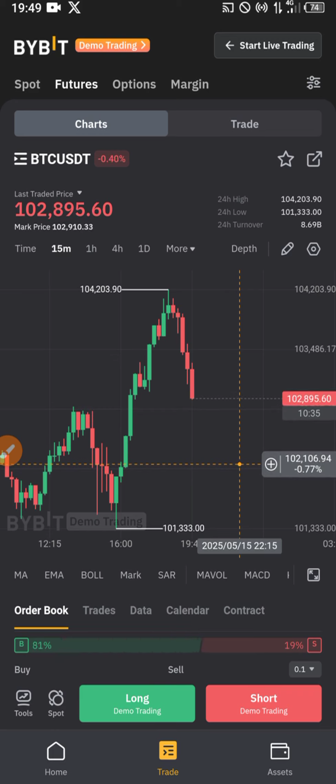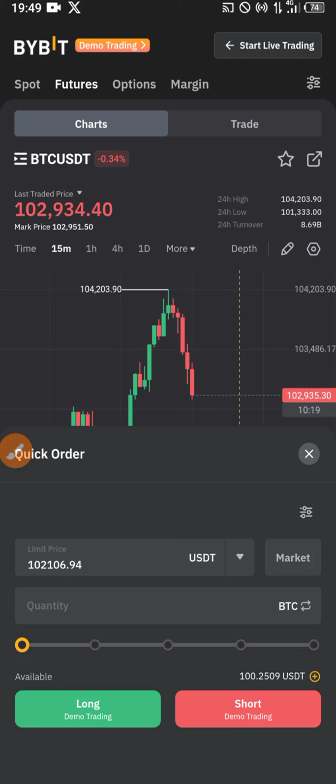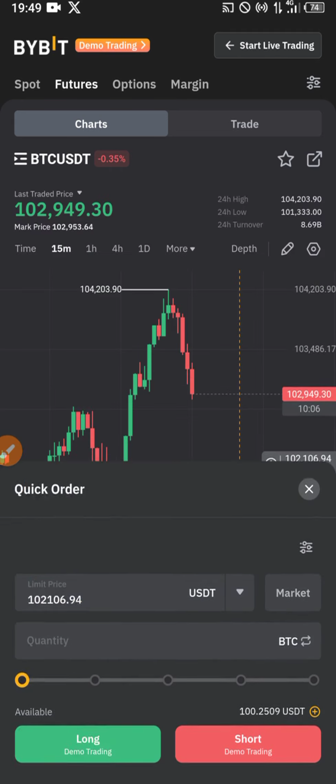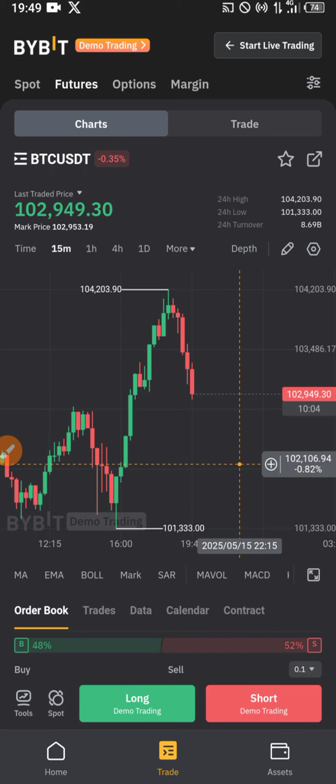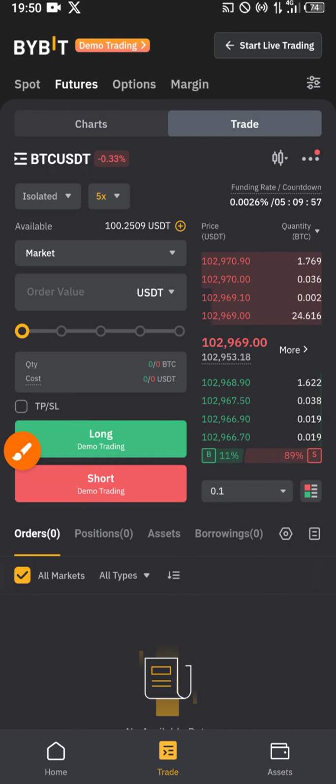So when you want to set a limit order, you click this plus button. You will see a small plus button circle at that side. Just click on that plus button. When you click on it, a quick order pops up. You can make use of this quick order. You can copy the price, right? You can place your trade here, or at the same time, you can click on this long right here. Click on long.